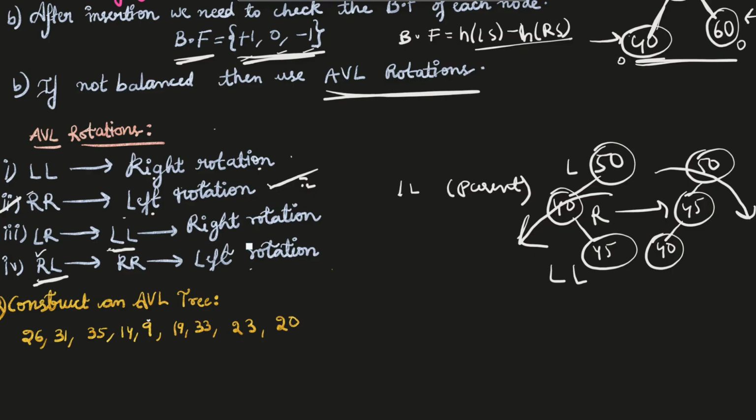Now coming to RL, the same rule. The first letter is R, so we convert it into RR. RR is nothing but we rotate the parent part to the right hand side, this side. And then again we'll do the left rotation at the node where we are having the problem.